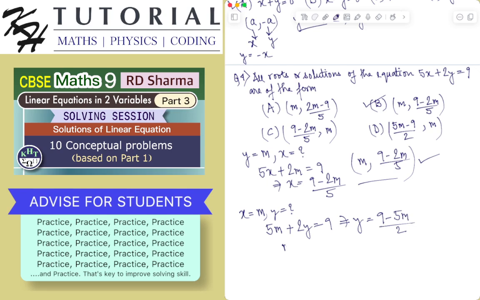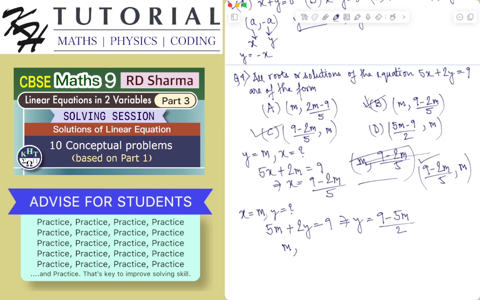Clearly then m comma, oh I'm sorry, in the previous case I assumed y to be m. So this is not the ordered pair. The ordered pair is (9 minus 2m) by 5 comma m. This will be a root. So all roots of the given equation can be of the form (9 minus 2m) by 5 comma m. So the correct choice is actually not B but C. C is the correct choice.